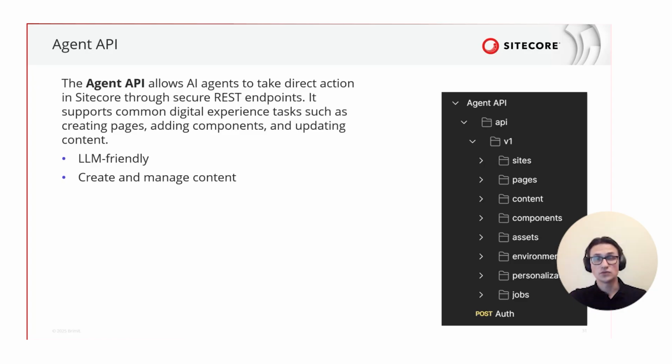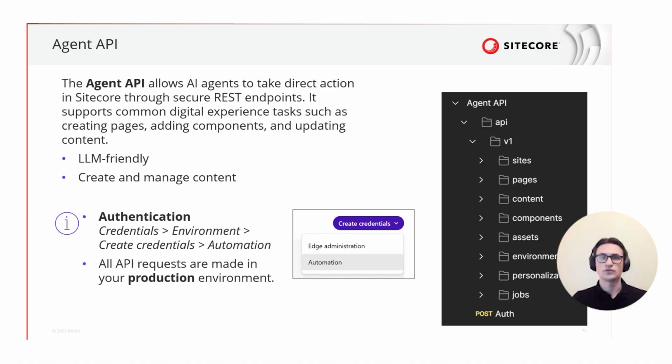A few notes. You need to authenticate API calls. For this, you need to create automation credentials in the Sitecore AI Deploy app, or the former XM Cloud Deploy app. And all API requests are made in the production environment, so keep it in mind.